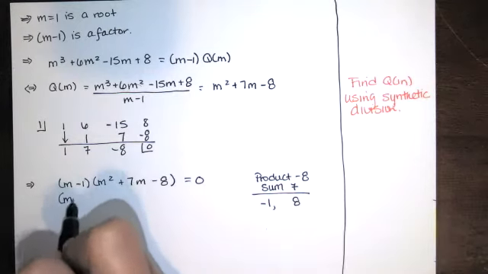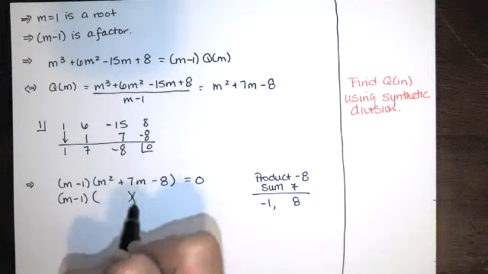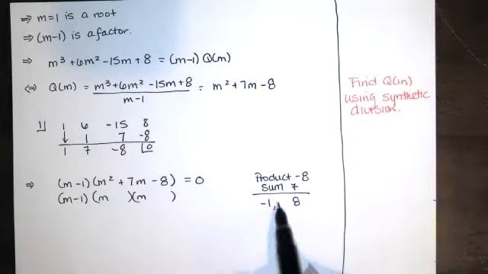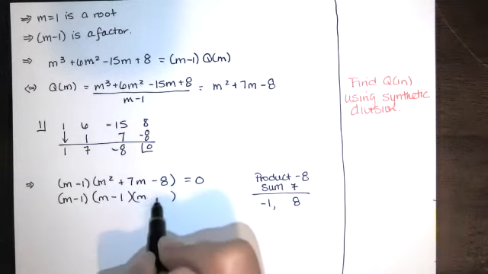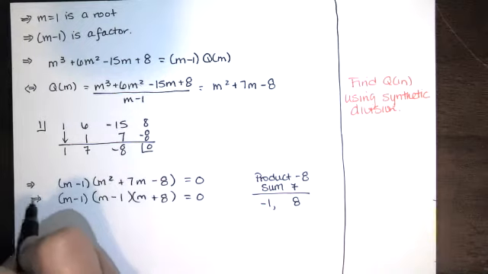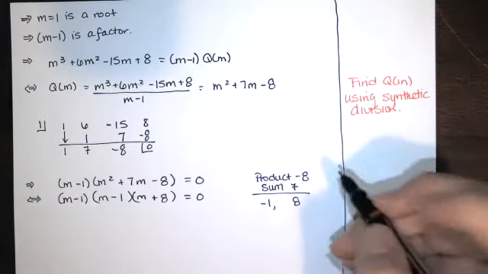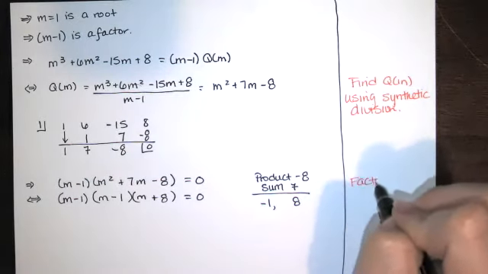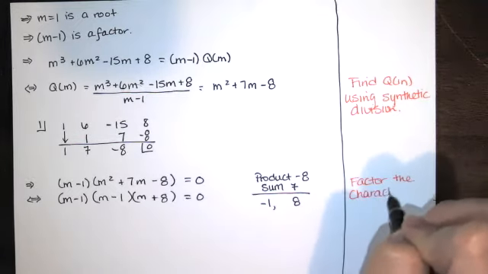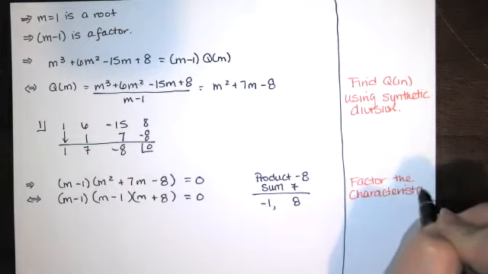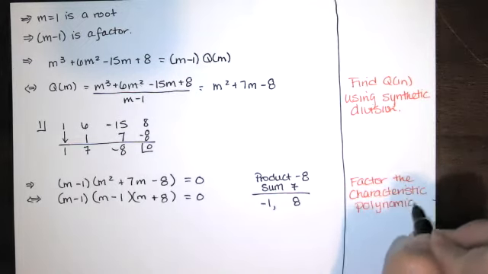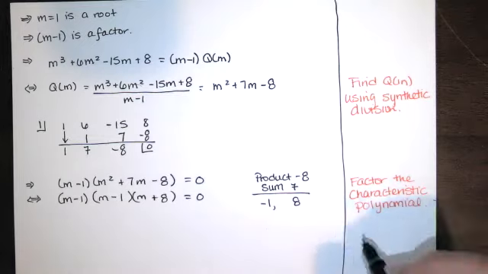So this is m minus 1. I'm just bringing that down times this guy. And since this is a negative 1 and that's an 8, I should have m minus 1 here and an m plus 8 there. So we have factored our characteristic polynomial. And once you do that, then you'll have your m1, m2, and m3.